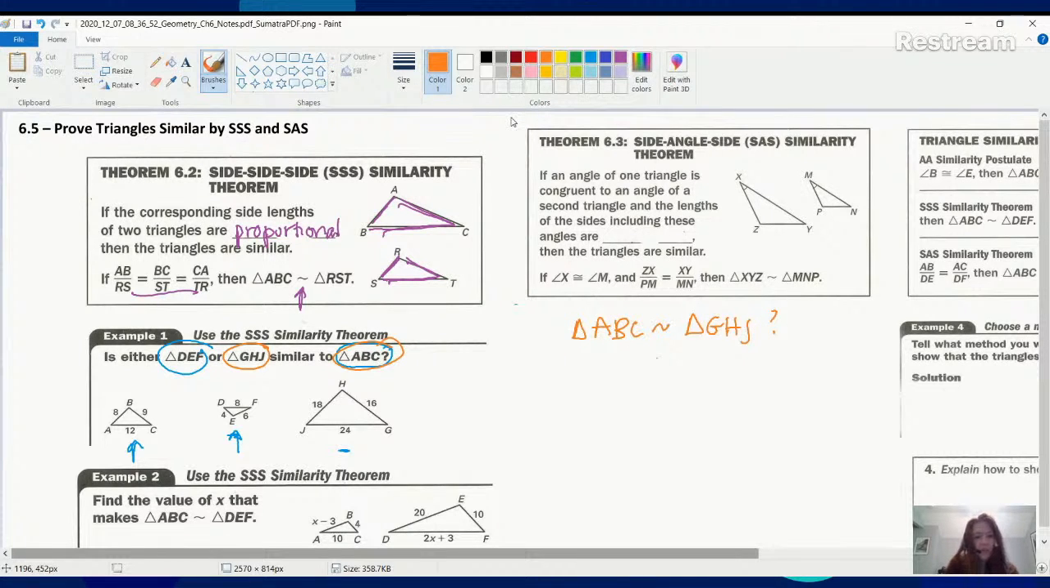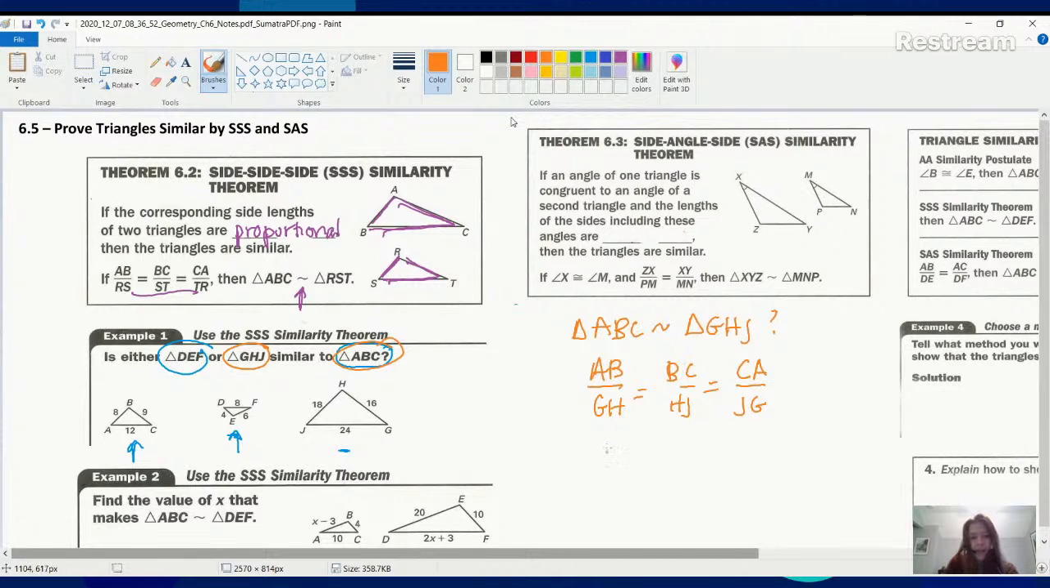So again, I don't even look at the picture. I mean, you can probably look at this picture, but I just go straight for the statement. So is AB, this is a proportionality statement, AB over GH, does that equal BC over HJ? Does that equal CA over JG? Oh, I should have saved it.